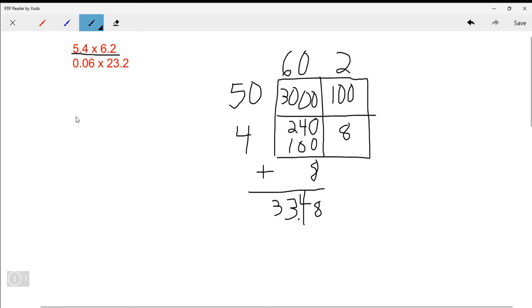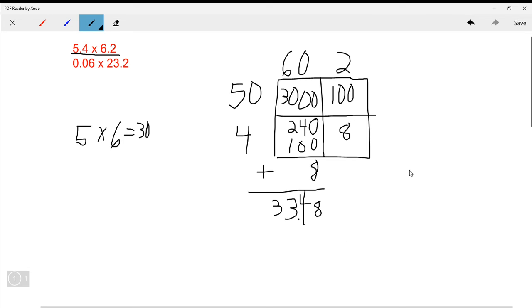And one way to look at this is we can round each of these to the nearest whole number, and then we can estimate. So 5 and 4/10 would become 5, because 4 is under 5. If it was 5 and 5/10, we could round up to 6. But in this case, we round down to 5, and then times 6, because 2 is also under 5. 5 times 6 equals 30.